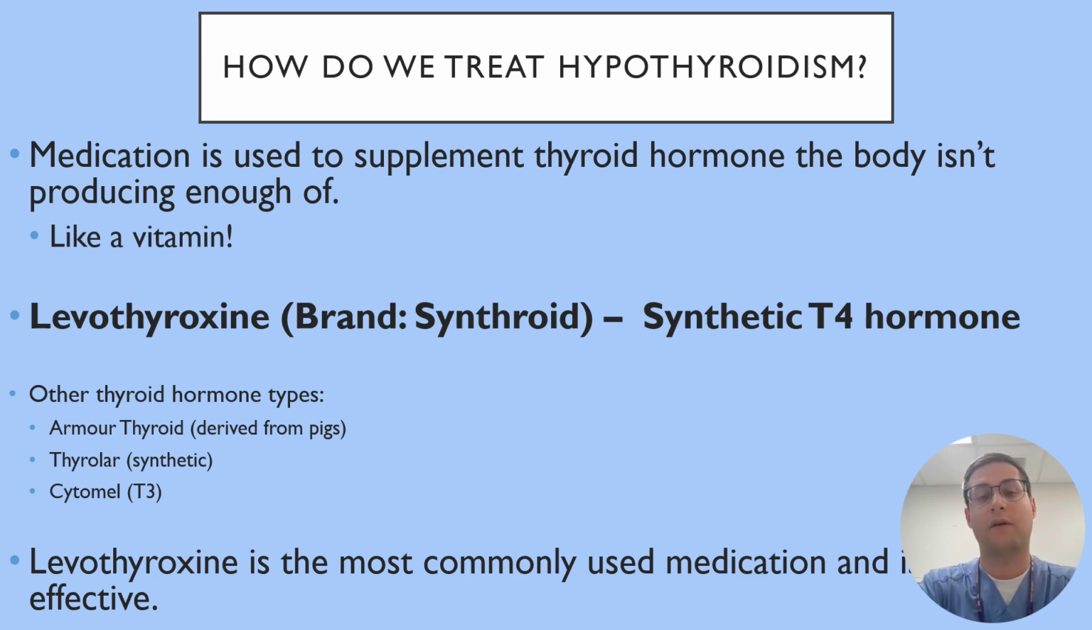Treating hypothyroidism is actually quite simple. It's just supplementing what your thyroid gland isn't producing enough of. So it's essentially like taking a vitamin each day to supplement your thyroid hormone. The most common thyroid hormone, which is a prescription medication, is called levothyroxine. This goes by the brand name of Synthroid. It's a synthetic T4 hormone that you can take each day to supplement what your body isn't producing enough of.